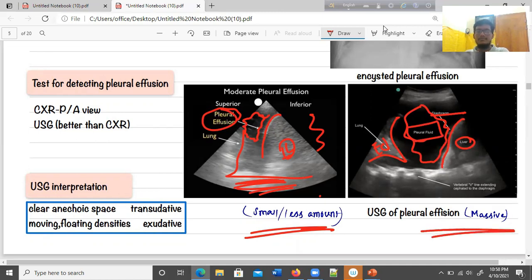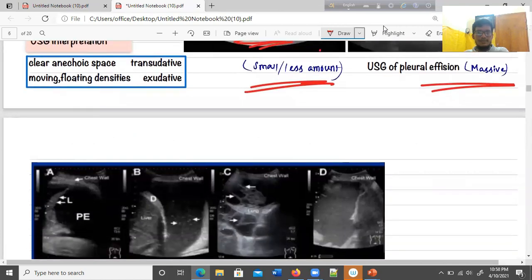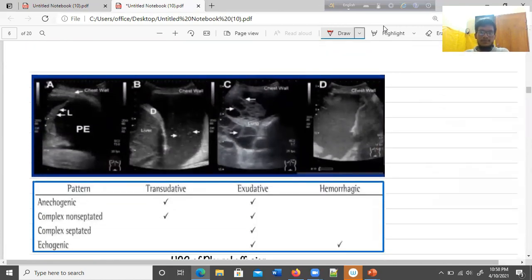Okay, so look at this diagram. Look at this pleural effusion. I think all of you can understand now. This is the pleural effusion here. Now this pleural effusion is anechoic, totally black. It is called anechoic. So whenever you get totally anechoic, then it is due to transudative pleural effusion.